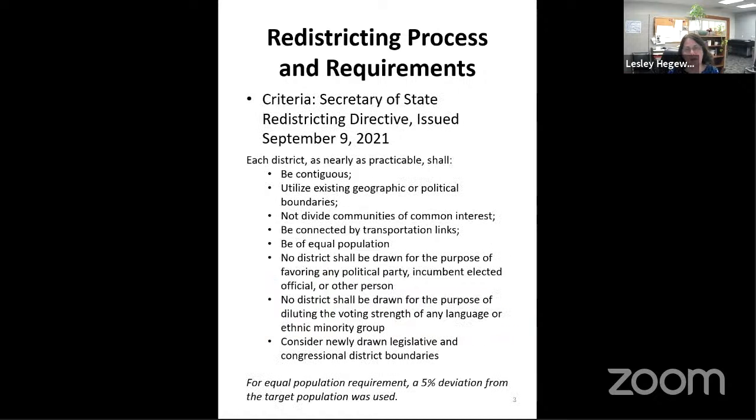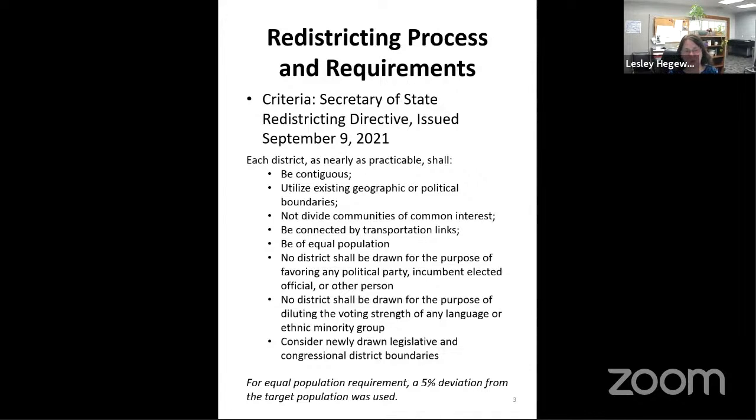So the second thing that drives this process is the criteria, which comes from the Secretary of State in the form of a directive. And that was issued on September 9th of this year. We couldn't actually start redistricting at that point because the state was not done with their redistricting yet. So we had to wait until they accepted their legislative boundaries on the 27th. So we are really crunched for time.